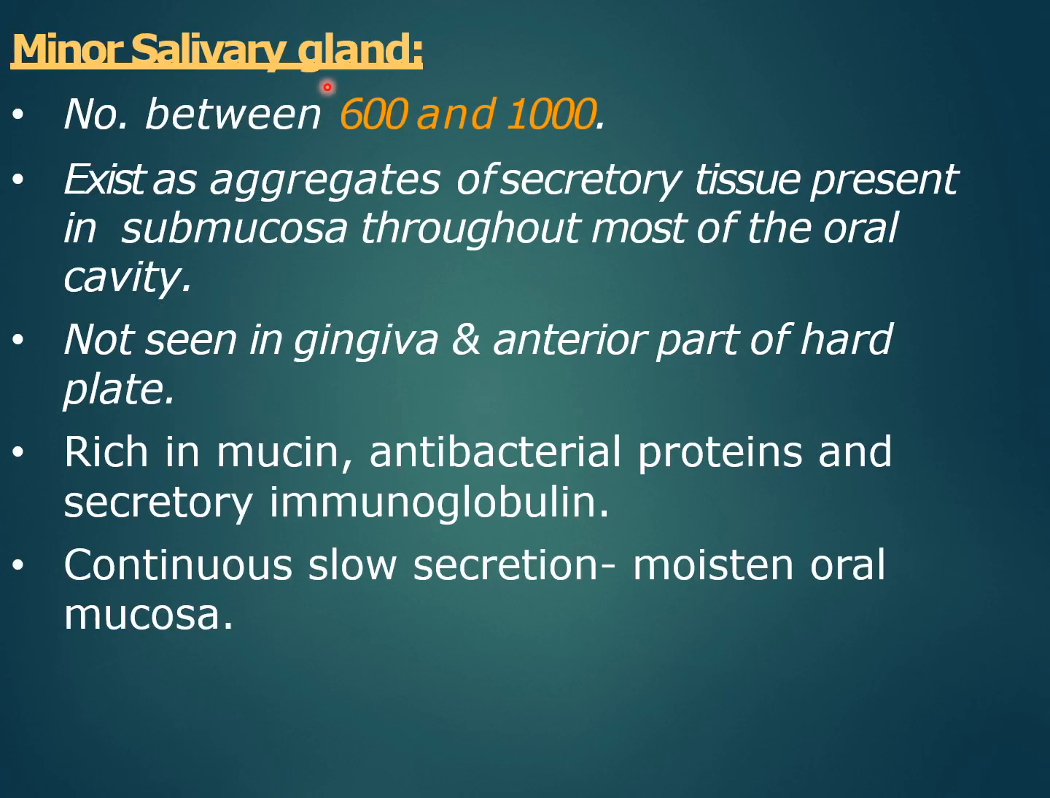About the minor salivary glands. Their names we have seen already. Their number can be 600 to 1000. They exist throughout the mucosa and submucosa of the oral cavity. They are not seen in the gingiva and anterior part of the hard palate. Their secretions are rich in mucin and they have antibacterial protein and secretory immunoglobulins. They have continuous slow secretion. This helps to moisten the oral mucosa.